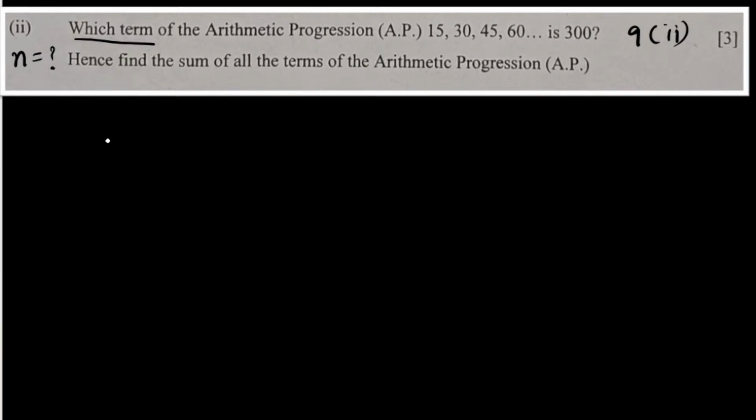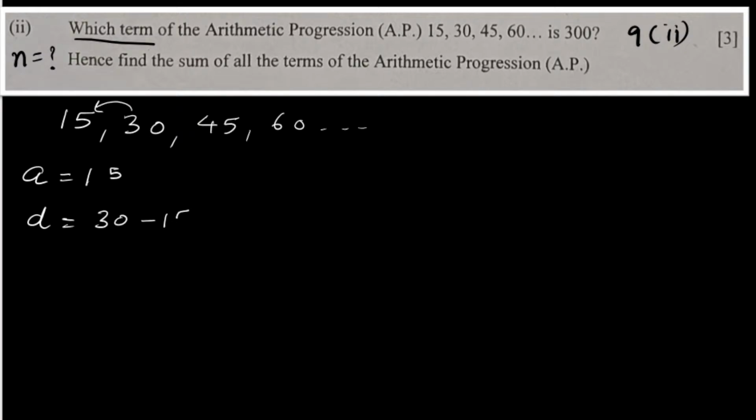So one arithmetic progression is given to us: 15, 30, 45, 60, and so on. Whenever an AP is given to us, two things are given. First of all, the first term, and then the common difference. Common difference we can find as second term minus first term. So 30 minus 15 is equals to 15. Yes, common difference is equals to 15.